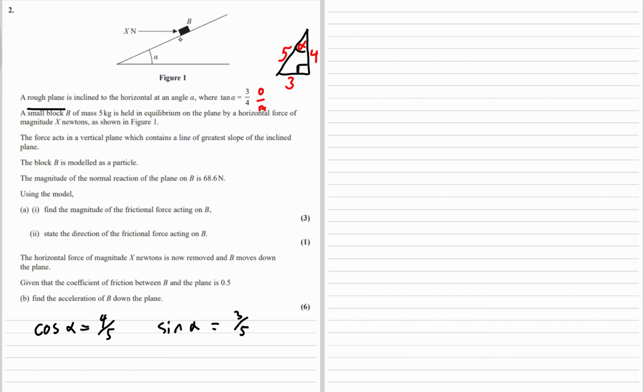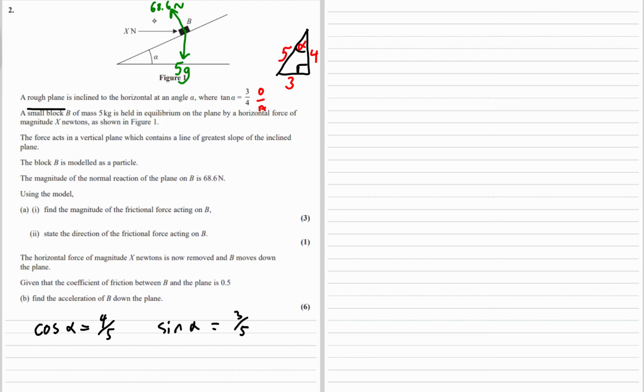So let's draw some forces on the diagram. Going straight down is the weight. Weight is mg, so the mass times gravity. Perpendicular to the plane we've got the normal reaction, which we know is 68.6 newtons. We know we've got a friction force, but we don't know which way it is going.